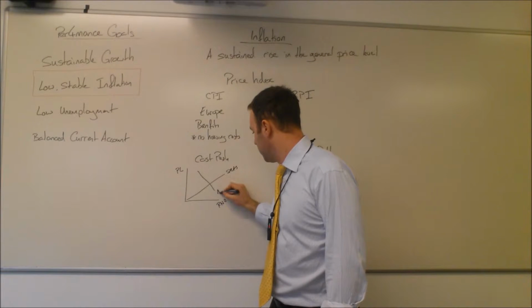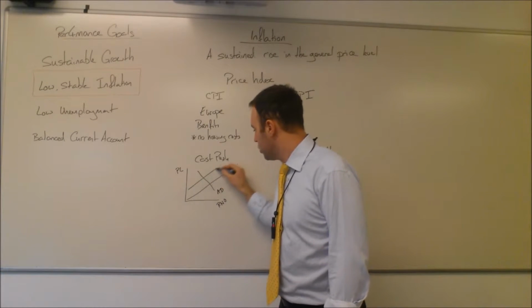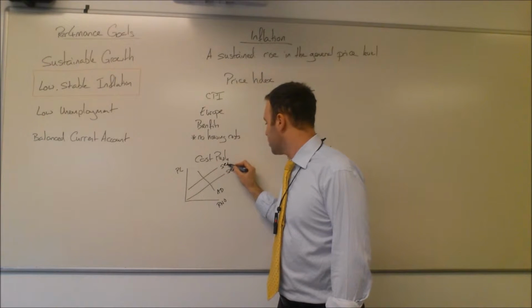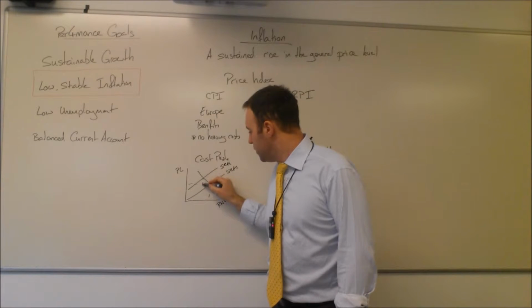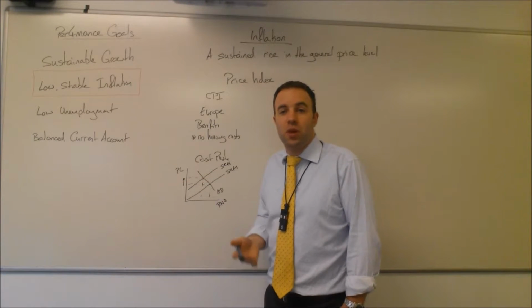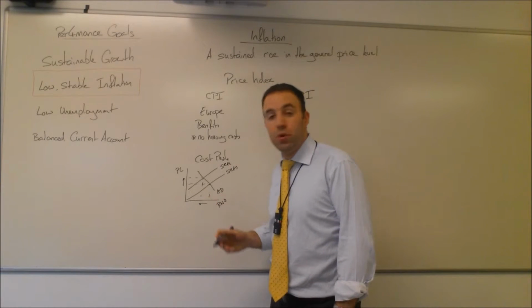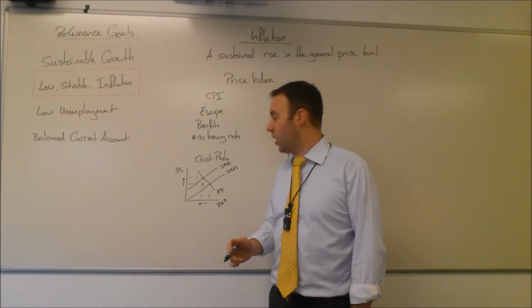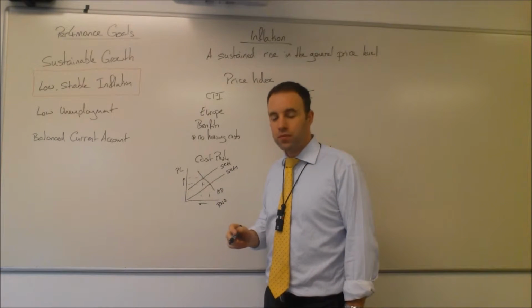And when firms' costs go up, we show that by drawing a new short-run AS curve. And what that does is it means that firms have to put their prices up in order to keep some kind of profit, in order to cover their costs. So output goes down because firms are facing higher costs, and they put their prices up.